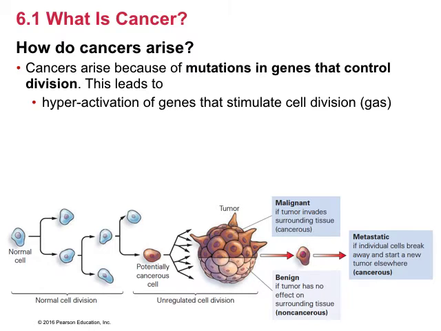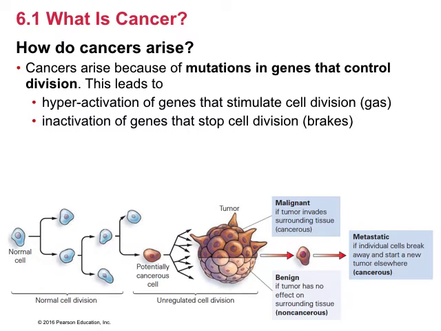So mutations will also inactivate genes that stop cell division, that are there whenever the cell senses that it's dividing too quickly or that it's not ready to divide. These genes will stop cell division. And so what happens as mutations occur in these genes is you hyperactivate the ones that stimulate cell division, so you're pressing on the gas, and eventually you cut the brake lines. You kill the brakes. So now it's like that movie Speed with the bus that is going full speed and can't stop, right?